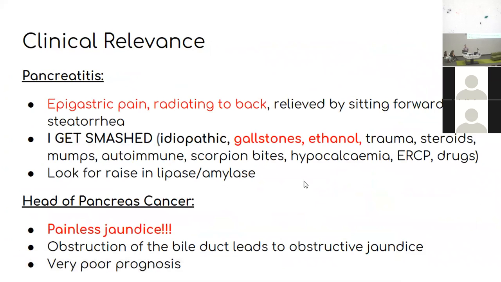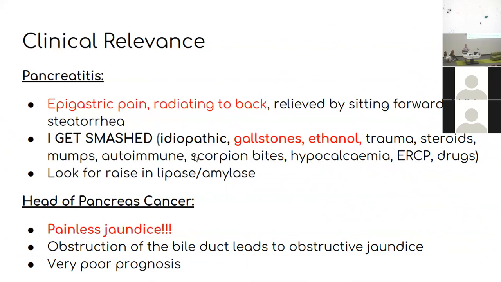So clinical relevance, pancreatitis is a very big one that will definitely pop up again on your exams. So the typical story is you've got epigastric pain, or just pain up here, that radiates to the back, remembering that it's a secondarily retroperitoneal organ. So you're going to have pain radiating to your back. It's relieved by sitting forward, again a very big buzzword, and you'll have associated nausea, vomiting, and steatorrhea.